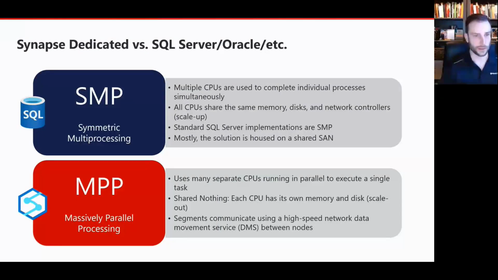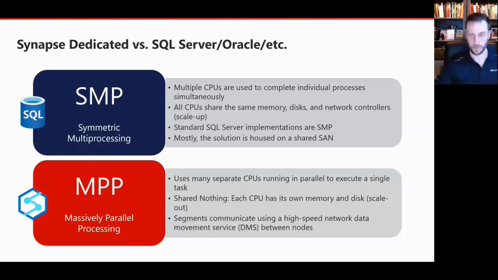So first, let's talk about high-level differences in the two different architectures. We have SMP, which is symmetric multiprocessing, and MPP, massively parallel processing. The SMP, which is going to be Azure SQL Database, MySQL, Oracle, most of your common relational databases. You're going to have multiple CPUs that are used to complete individual processes simultaneously. Now, all of those CPUs are sharing the same underlying memory, disk, all of the physical infrastructure. Whereas on the MPP side of things, there's many different physical infrastructures that each have their own different CPUs that have their own memory and disk.